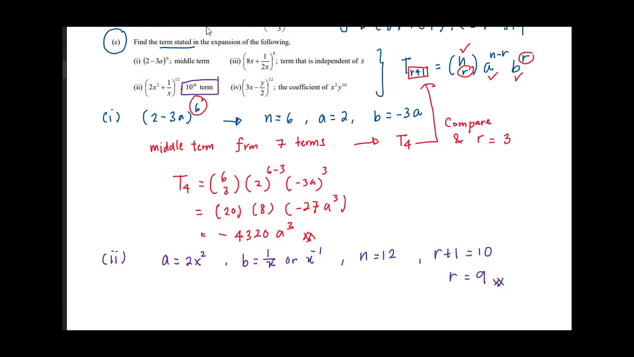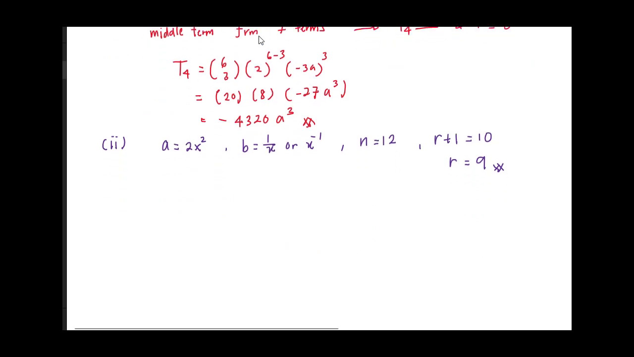As long as you have these four pieces of information, just substitute into the formula. Therefore you can write T10 equals 12C9, nCr, (2x squared) to the power of 12 minus 9, (x power negative 1) to the power of 9. Okay, so we solve it.